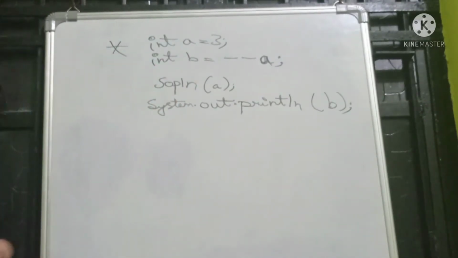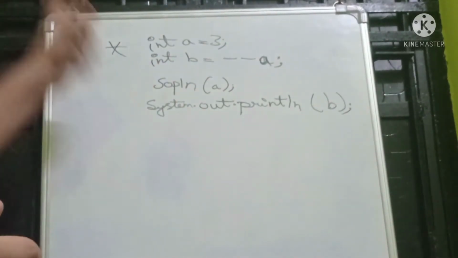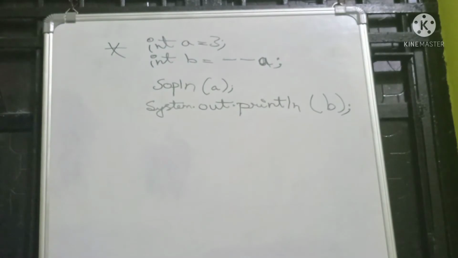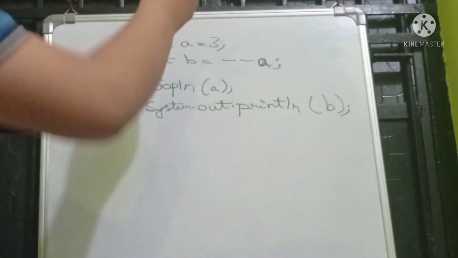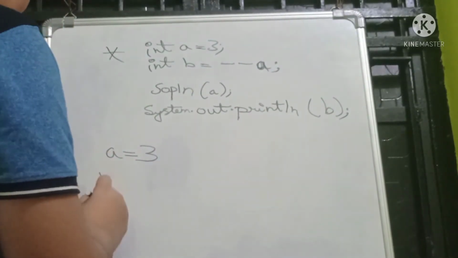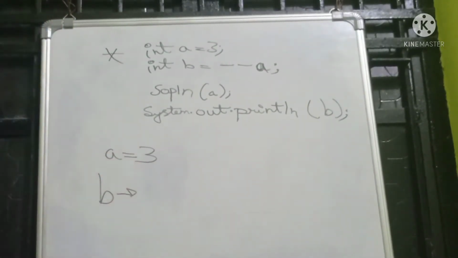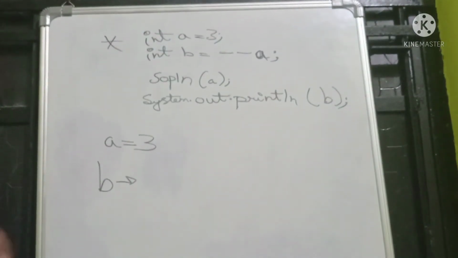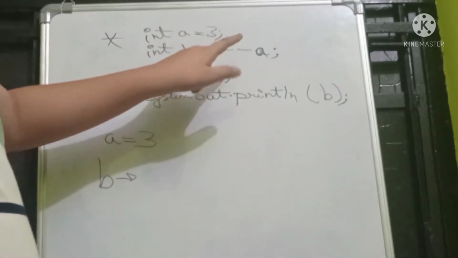System.out.println basically means the compiler will just print the value of a and b. So let's see. Here the value of a is equal to 3. Let's see the value of b. What is the value of b? Here b is equal to minus minus a.